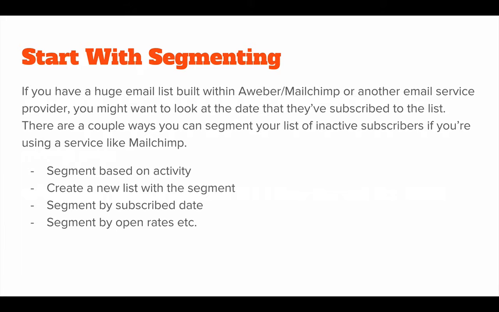There are a couple of ways that you can segment your list of inactive subscribers. If you're using a service like MailChimp, they have a detailed guide on it on the website. Just Google it. But what I like to do is segment based on activity. I like to create a new list with the people that I segmented out. So based on open rates, the subscribe date, the engagement rate, the click-through rates, because people that are clicking on your links, let's say you're sending out educational emails, those are the people that you probably want to engage less with this email trick. Whereas people who never click your link or only open your email 50% of the time, you probably want a new list segmented just for this trick.